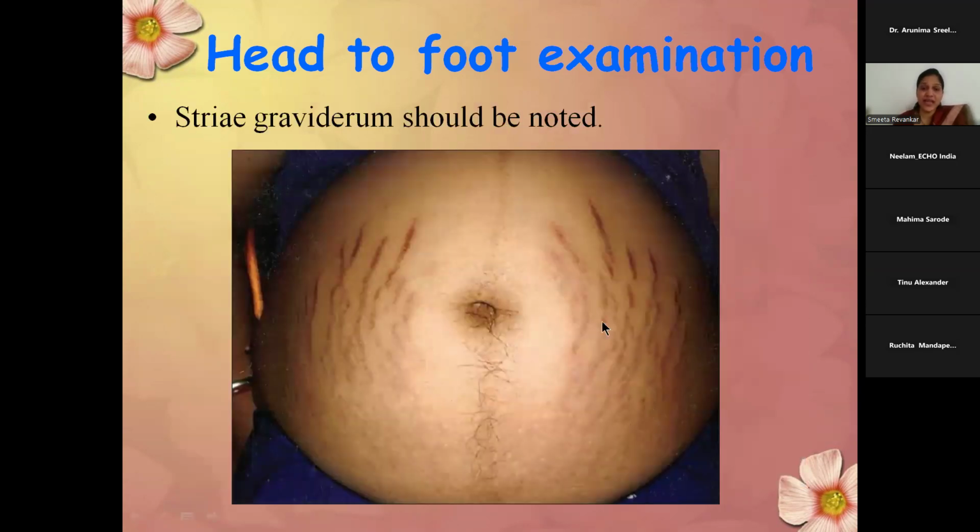And striae gravidarum. You can see these are the stretch marks. In general terms, we call them stretch marks. These striae gravidarum are pinkish in color. If the woman is a multigravida, then you can see the previous pregnancy scars also. That is called striae albicans, which is silver in color.